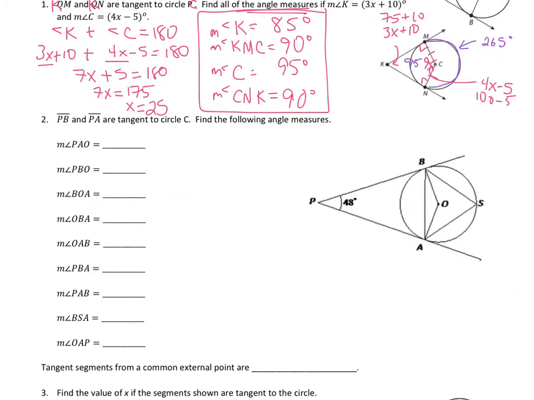Now, number 2 is a very long question, but it incorporates a lot of different things in here. So first off, we have that angle P is 48 degrees. So our PAO, we need to figure out what that angle is.